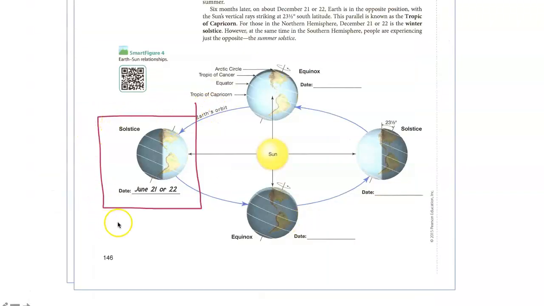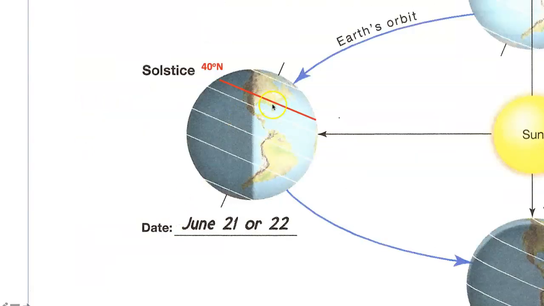So here's the position of Earth on June 21st, 22nd. This is the June solstice. And what they're saying is that you live at 40 north. This is the Tropic of Cancer at 23.5 degrees north. So here's a person, and for this person, up is in that direction, perpendicular to the ground surface.